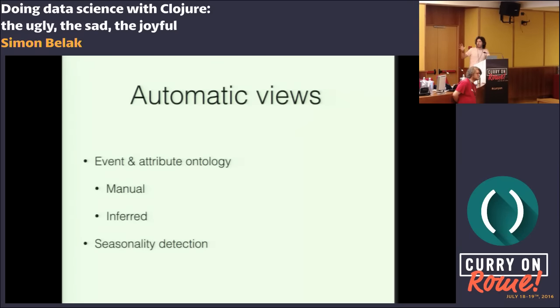Okay, so just a quick note on preparing data in a ready way. In some ways, it might seem that I'm just pushing the problem and sweeping it underneath a rug, but what we do is that we are very aggressive in automatically building various views of our data. So what we do is we have an ontology of our events and the attributes of those events going in, both a manual ontology and some of it inferred mostly from just the data types of the events.